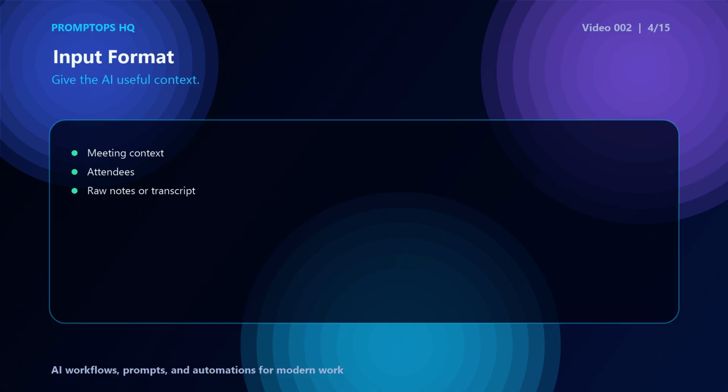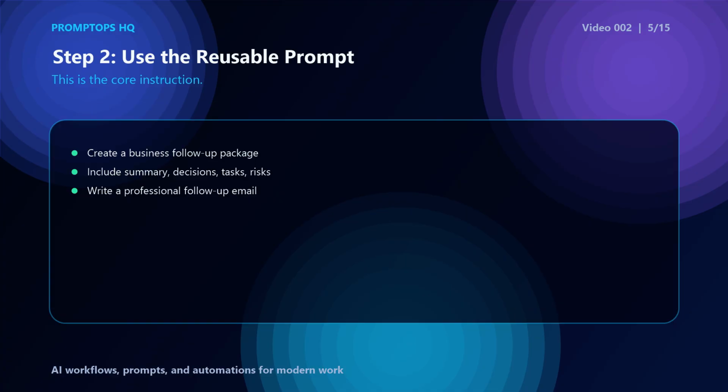Format the input with a simple heading, meeting context, attendees, and raw notes or transcript. That structure helps the AI understand what it is reading. You do not need a complicated setup. You just need enough context for the AI to know what the meeting was about and what information it should extract.